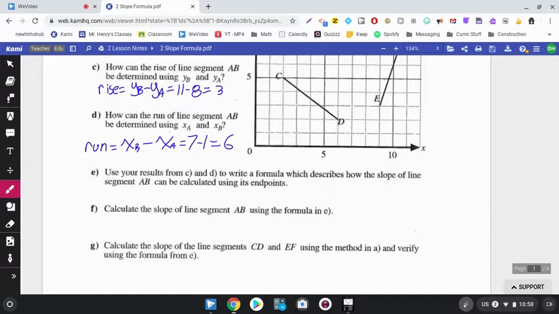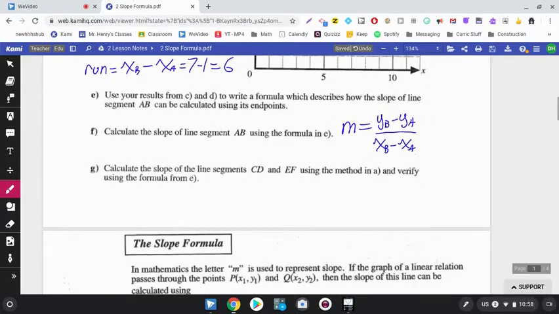Okay, we'll write this little formula. Slope equals rise over run. My rise was the difference in my y's, or my vertical coordinates, and my run was the difference in my x values, or my horizontal coordinates. So if I wanted to do that for C, D, E, and F, all right.